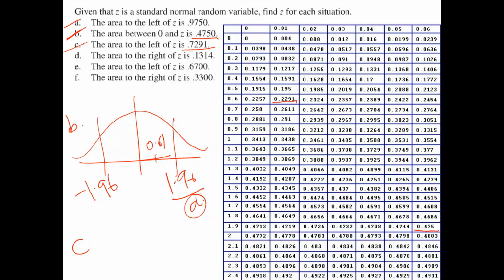Okay. Then D, the area to the right of Z is 0.1314. So my Z is somewhere here. On which side? Is it the left-hand side of the mean or is it somewhere on this side? This side, the right side of the mean.